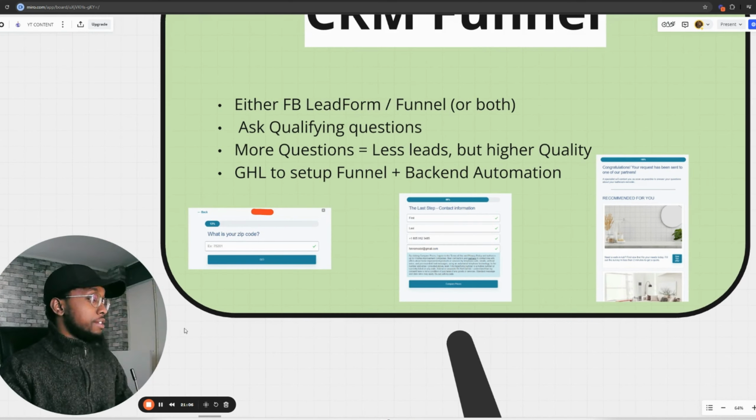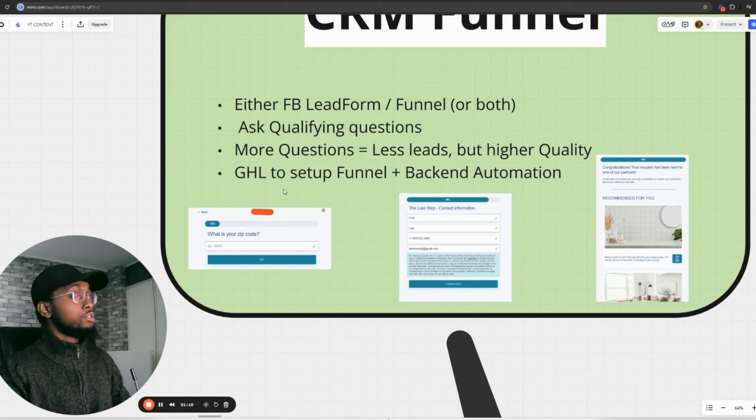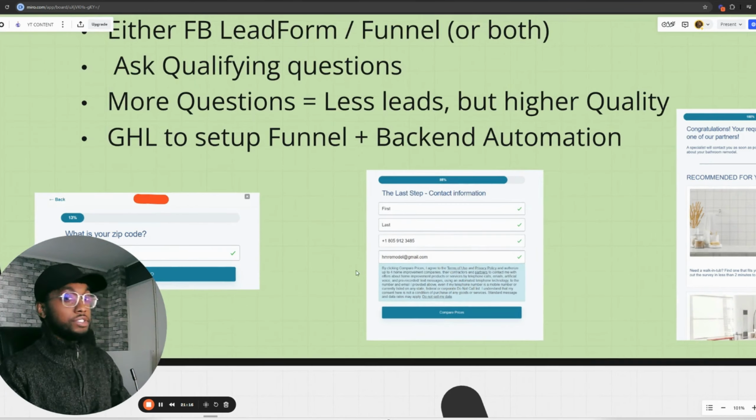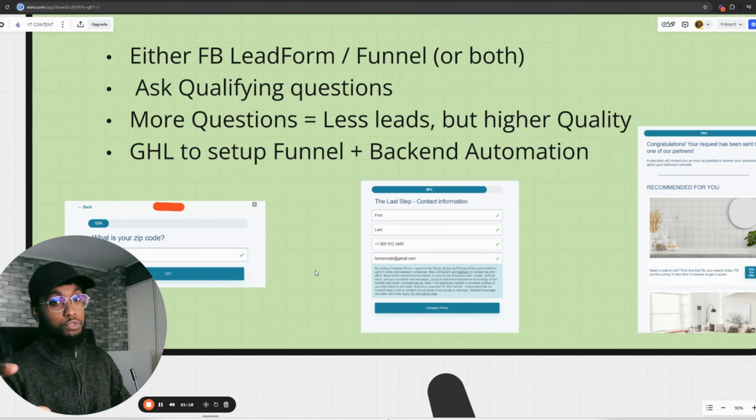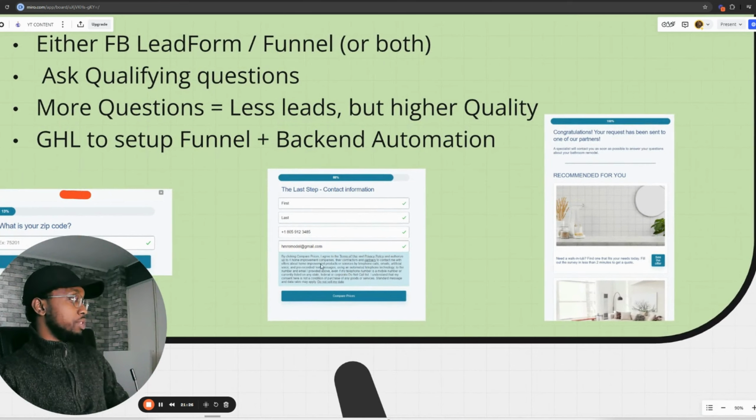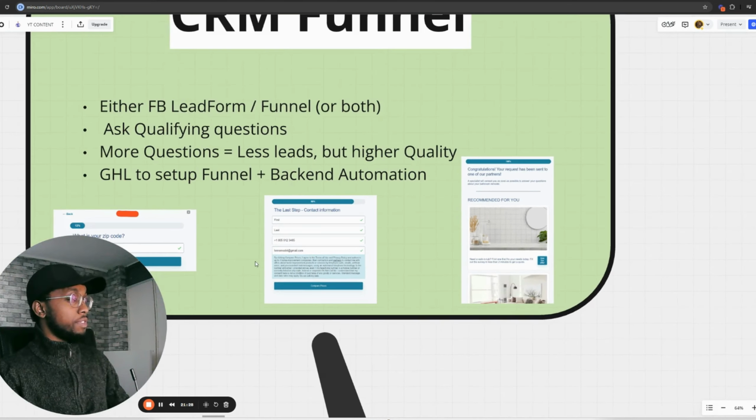And last thing, GoHighLevel. The software GoHighLevel is really recommended to set up this whole funnel and the back-end automation so that the answers that the leads fill in are automatically stored in your software, right? So GoHighLevel is really recommended to set all of this up.